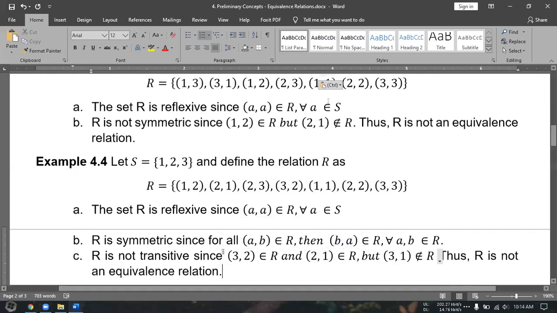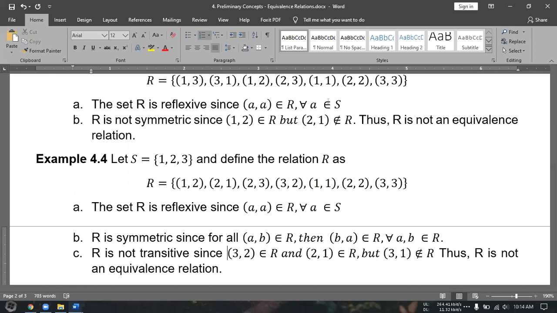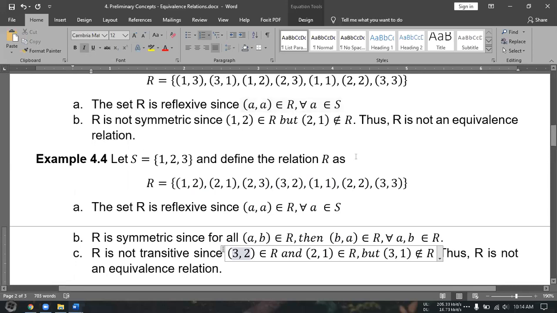And then the third condition, transitivity. There exist elements of R, (3,2) and (2,1). But there is no element defined as (3,1). If 3 is related to 2 and 2 is related to 1, then 3 should also be related to 1. But then again, there is no element that is defined as (3,1). Therefore, by transitivity, we cannot say that the relation is an equivalence relation. Yes? Yes, sir.